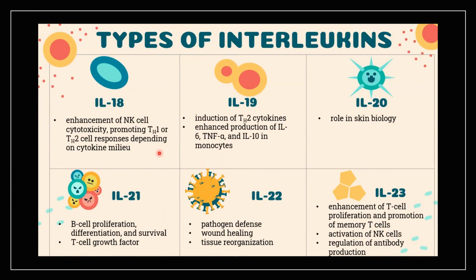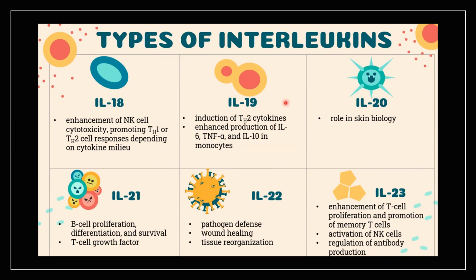For interleukin 18, they originate from macrophages, and their target cells are T cells, natural killer cells, macrophages, epithelial cells, and chondrocytes. Their major function is enhancement of natural killer cell cytotoxicity, and it promotes T helper 1 or T helper 2 cell responses depending on the cytokine milieu.